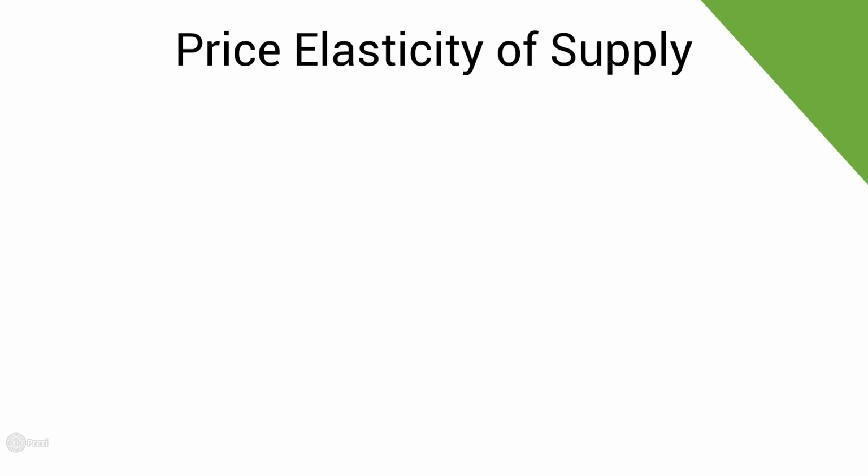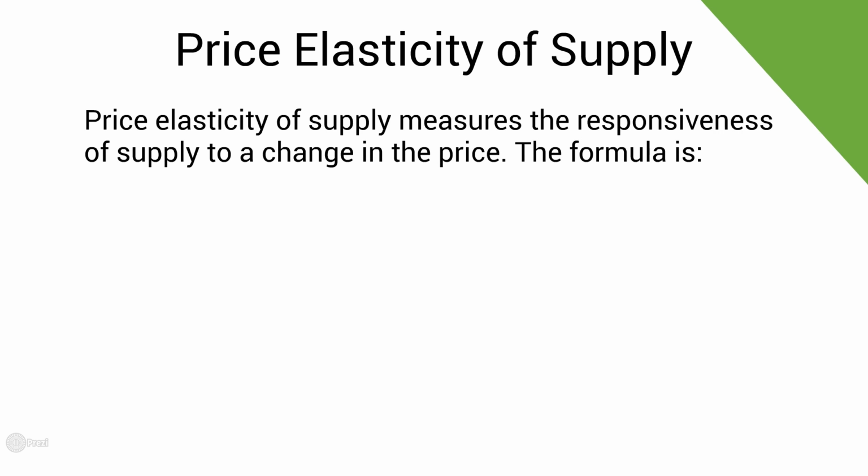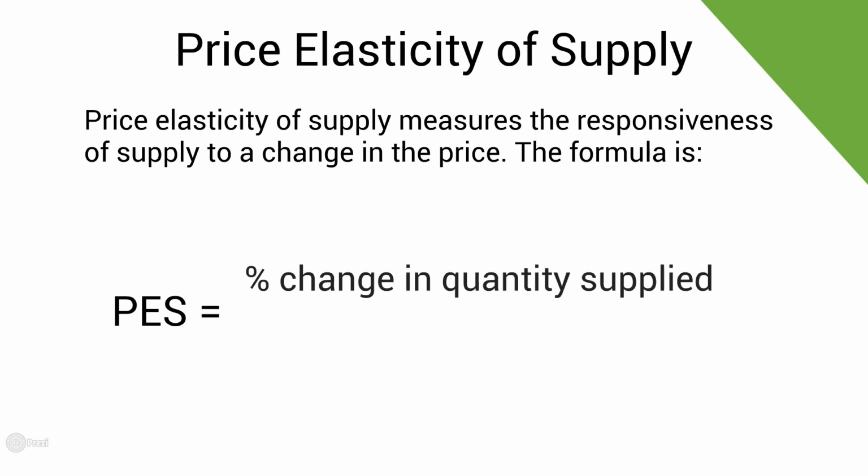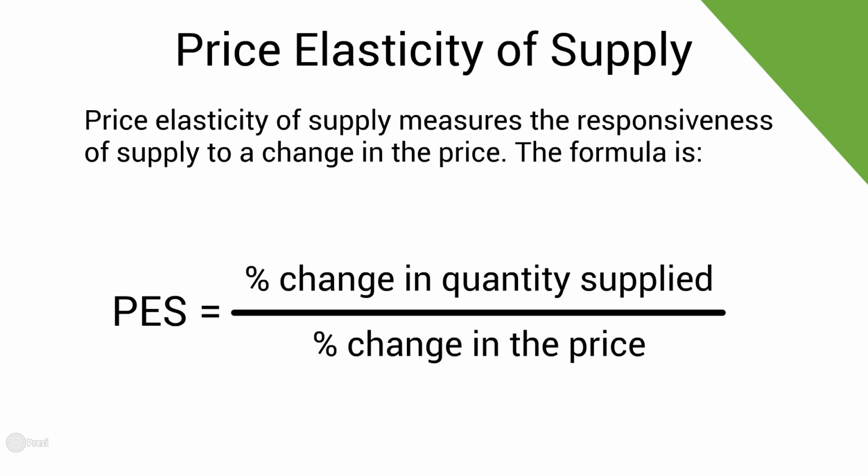So now let's have a look at price elasticity of supply. Price elasticity of supply measures the responsiveness of supply to a change in the price. The formula to work out price elasticity of supply is price elasticity of supply equals percentage change in quantity supplied divided by the percentage change in the price.